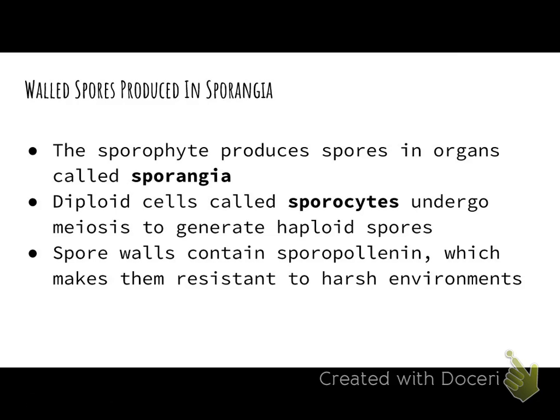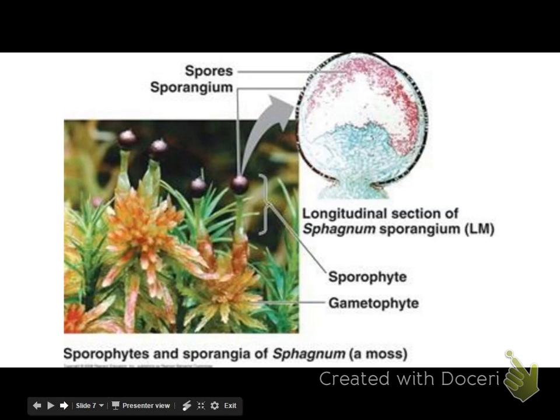The sporophyte produces spores in the organs called the sporangia, which is where the spores are made. And diploid cells called sporocytes undergo meiosis to generate haploid spores. So basically this would be where your spores are at and everything produced in it. And these are all the spores with the walls on them.